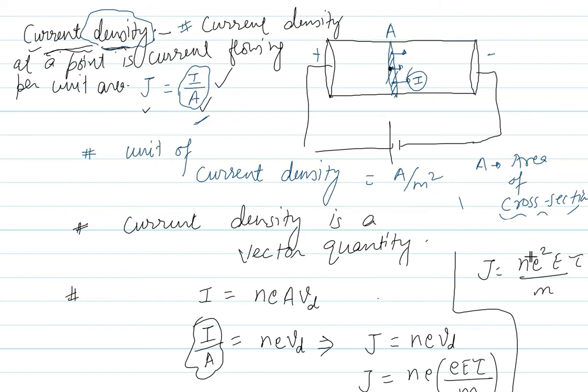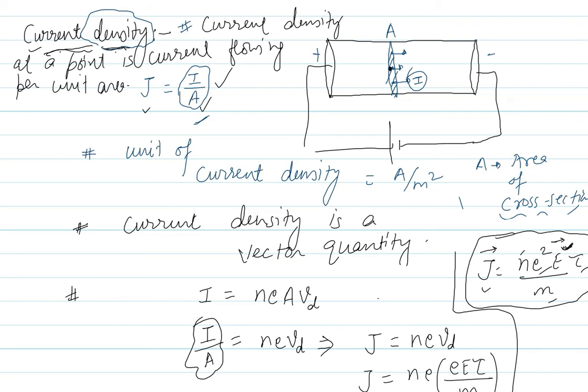Now you can see n is constant, e is constant, tau is constant, m is constant. Here we have electric field. Electric field depends on the situation, on the shape, size of the conductor, on battery as well, and it is a vector quantity, so J is also a vector quantity. Other quantities are scalar. You can check this out. So J is a vector quantity, and here we put the vector sign, right students? That's why I was mentioning that current density is a vector quantity.